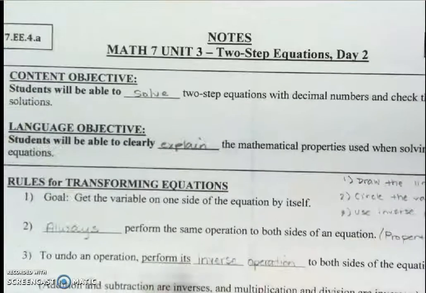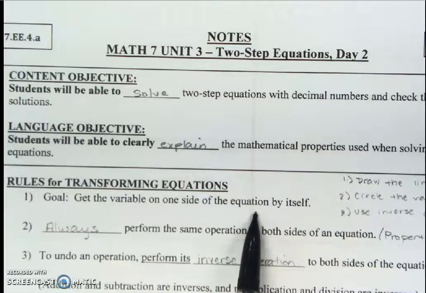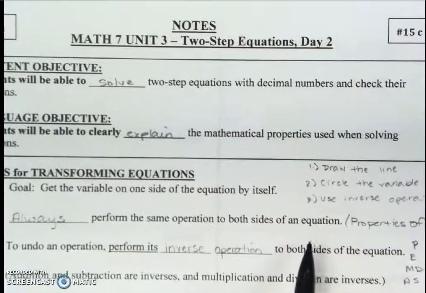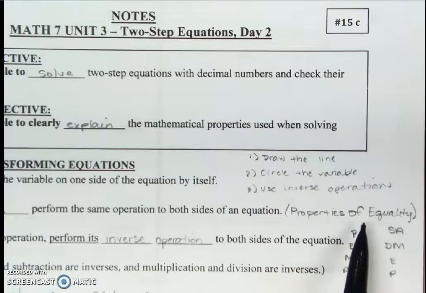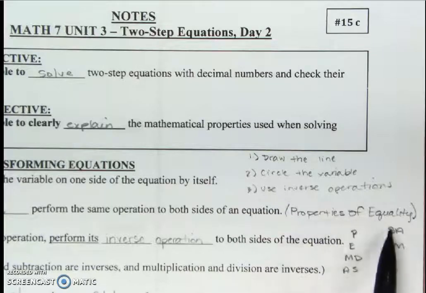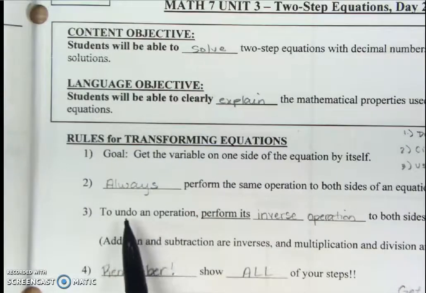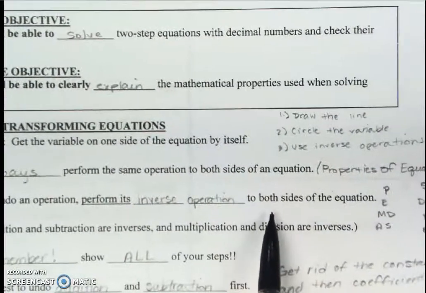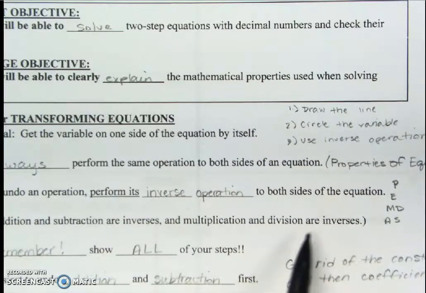So here's some other things to remember. You want to get the variable on one side of the equation by itself. We always perform the same operation on both sides of an equation. Remember, those were called the properties of equality. Whatever you do to one side, you have to do to the other to keep everything equal. Remember, number three, to undo an operation, perform its inverse operation to both sides. Adding and subtracting are inverses, multiplication and division are inverses.